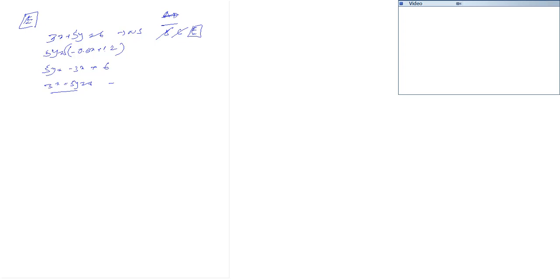(4 minus x) upon (2 plus x) is equal to x. If I cross multiply this, I'll get 4 minus x is equal to 2x plus x square. So x square plus 2x plus x minus 4 equals 0. So x square plus 3x minus 4 is equal to 0. Got it? Simple. Let's keep it simple.